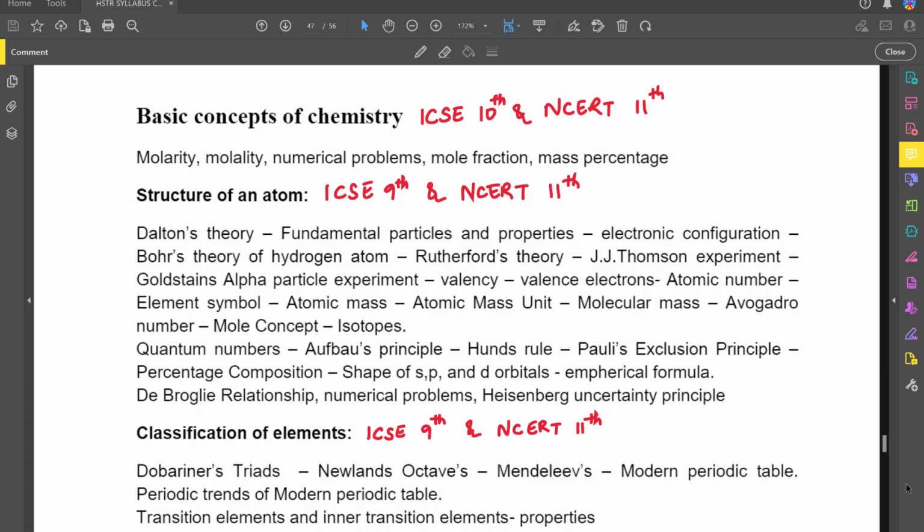Or if you are comfortable with high school books, that is also better, but then you will have to go for the next level, the tougher questions part, you have to focus on at that time if you are using the high school books. So the basic concepts of chemistry, even ICSE 10th books have this portion, and of course the PUC first year book has it too.